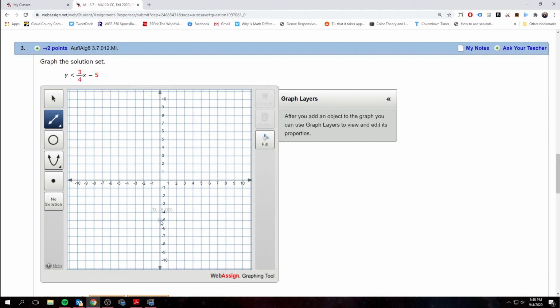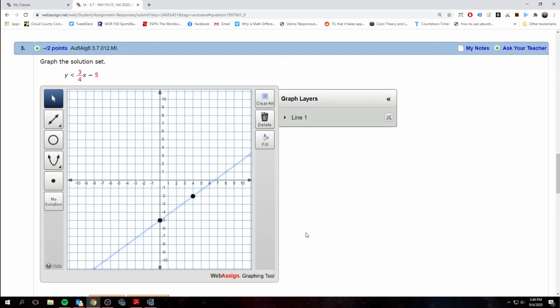So the y-intercept happens at minus 5. And then remember, the slope, this goes back a couple sections, the slope is the rise over the run. So the y value is increasing by 3 for every 4 x values. So what I'll do is, and it's positive, so that's important, I'm going to go up 3, 1, 2, 3, and then over 4. 1, 2, 3, 4. Boom. There's my line. Okay?